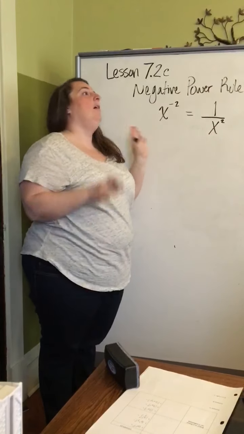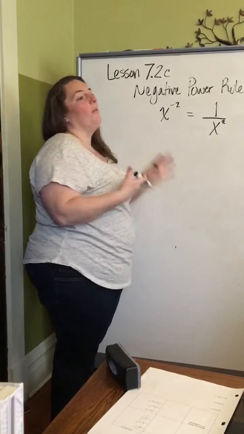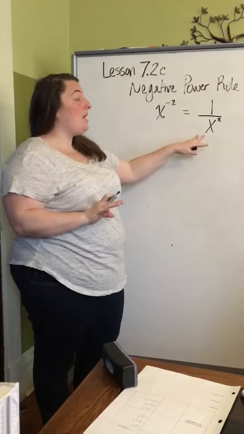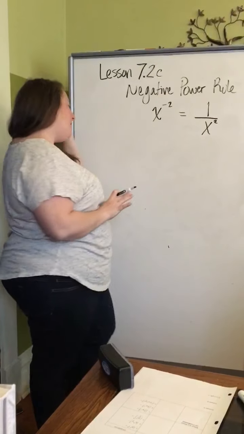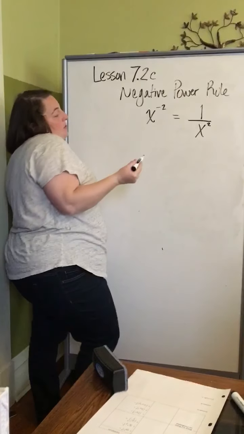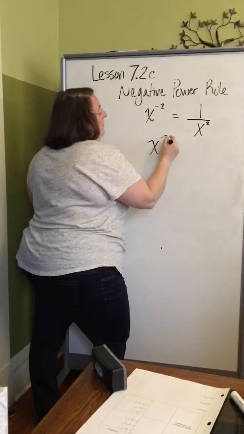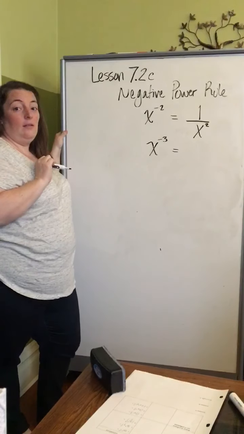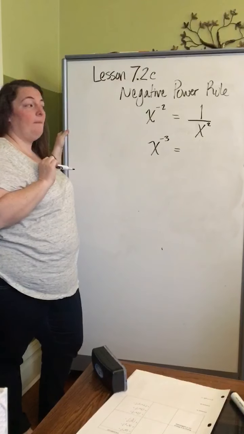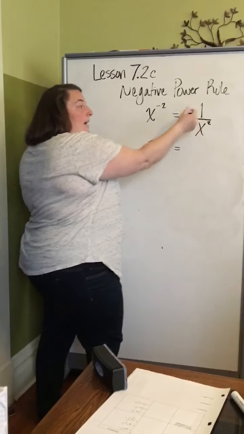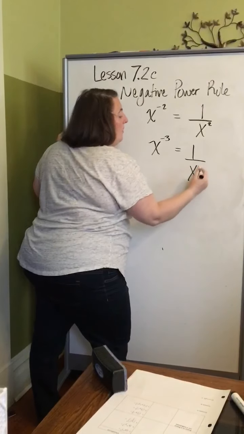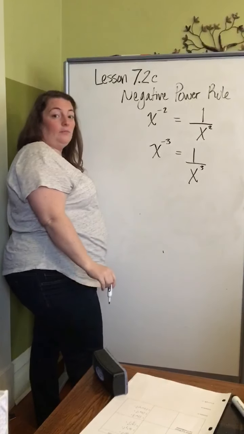Okay, I know your minds are going crazy because now we're working with fractions, but it's okay. If you just learn this little step, it'll be better. You'll feel better. So let's try x to the negative 3. What do you think that would look like? Think about it for a second. It looks exactly like this, only x to the third is now at the bottom. So 1 over x to the third.